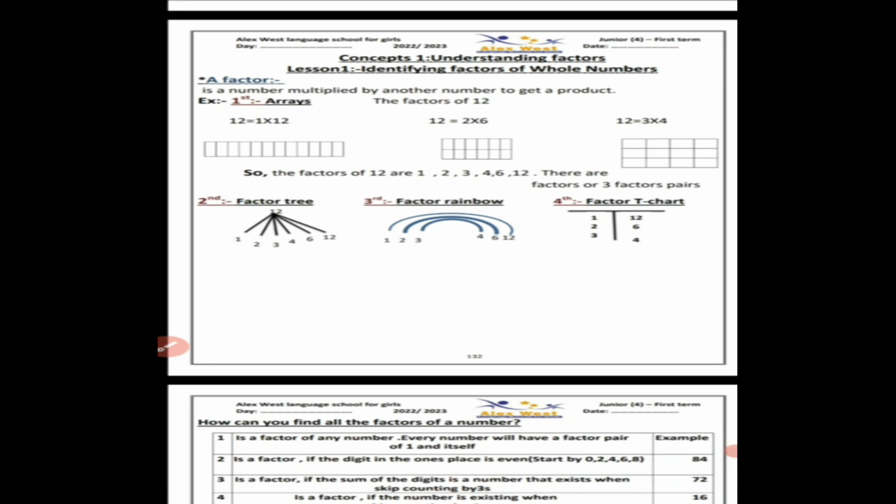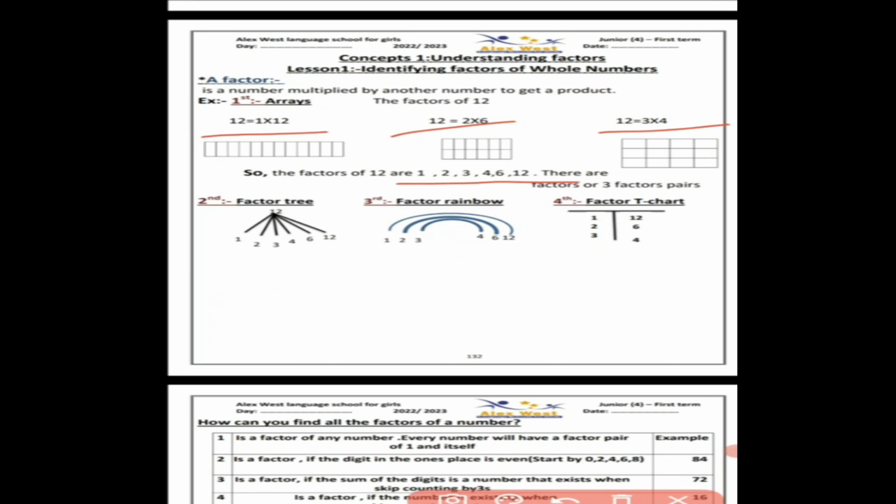Let's take an example, the factors of 12. Let's think, what number times another number gives 12? In the first we have 1 times 12 equals 12. 2 times 6 equals 12. 3 times 4 equals 12. So the factors of 12 are 1, 2, 3, 4, 6, 12.